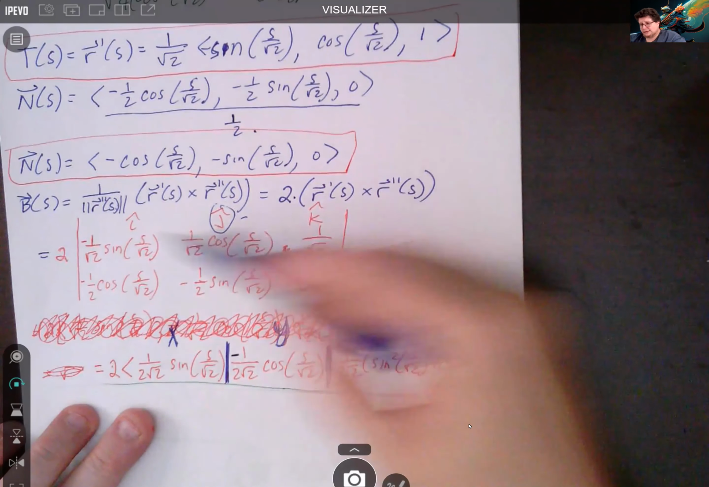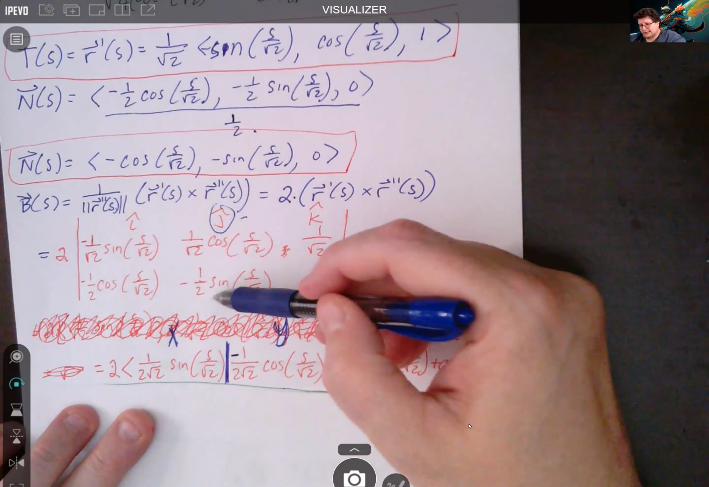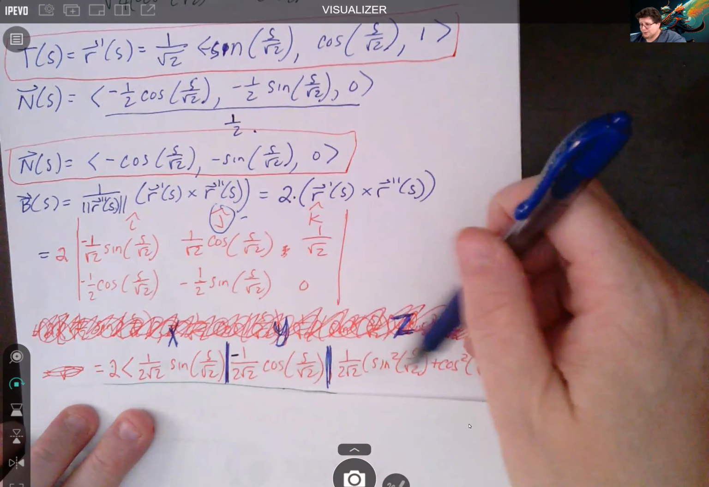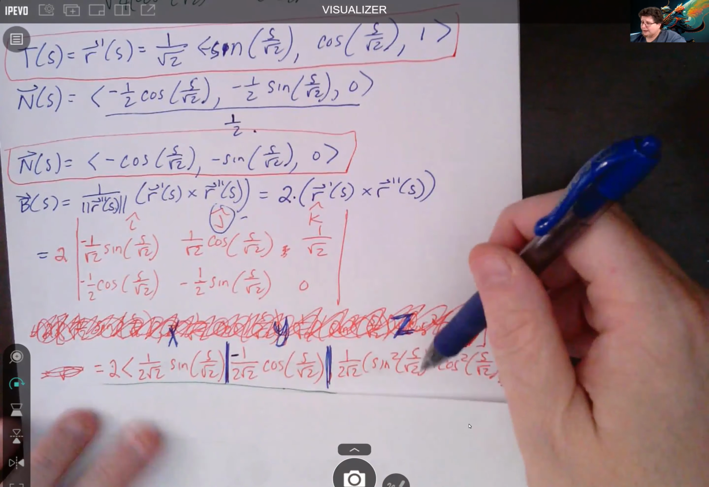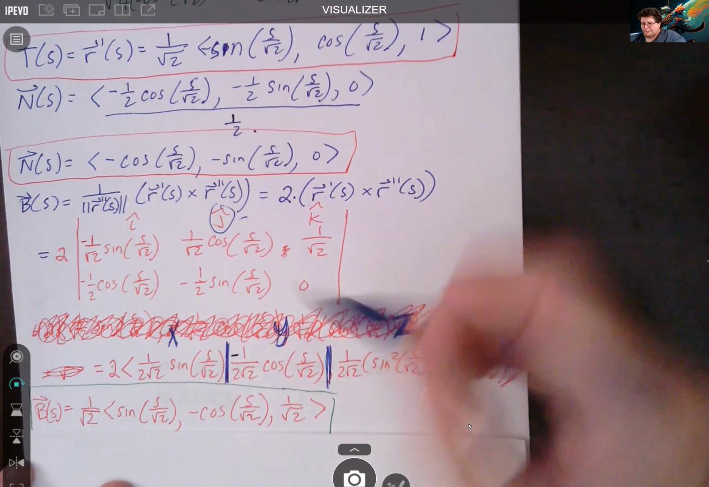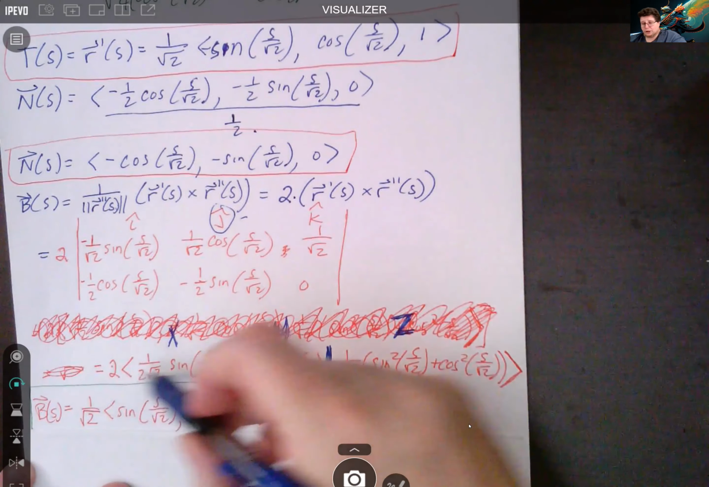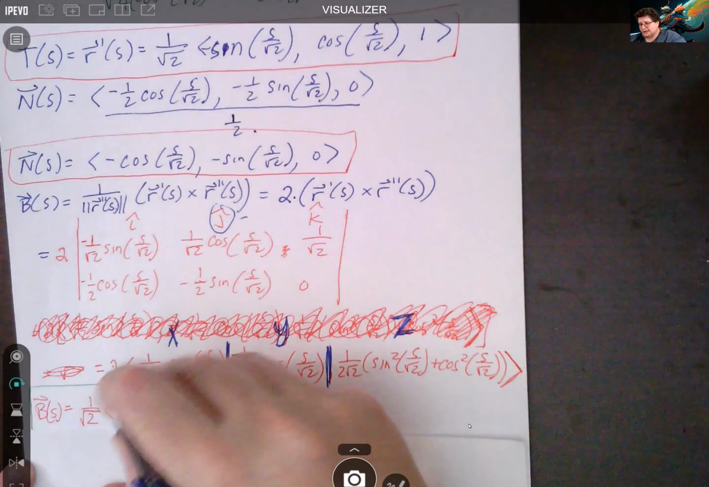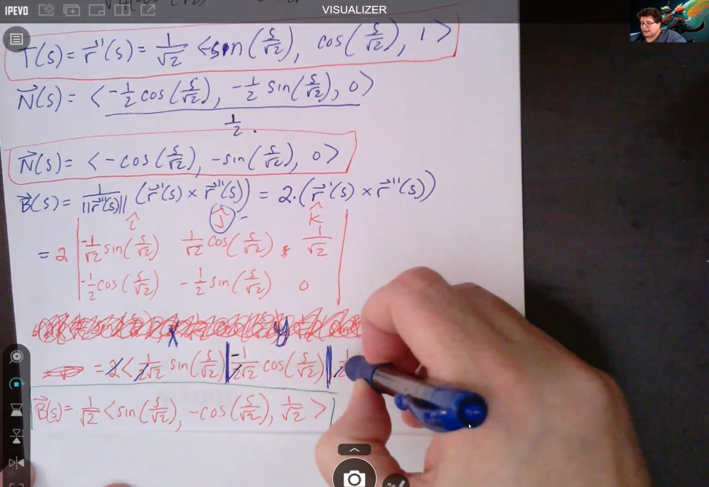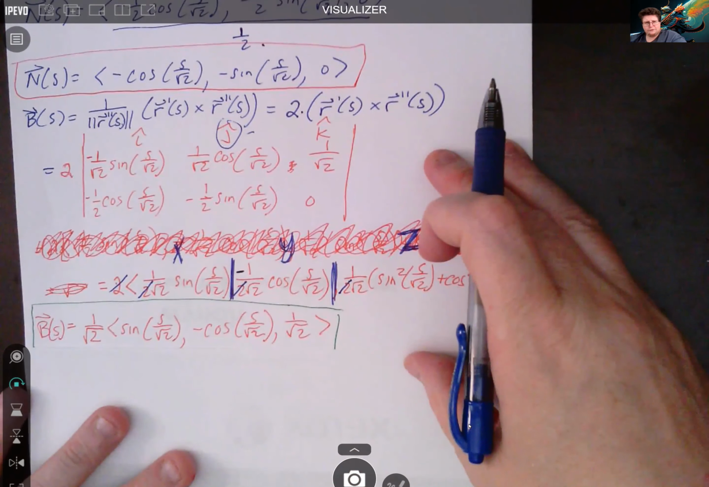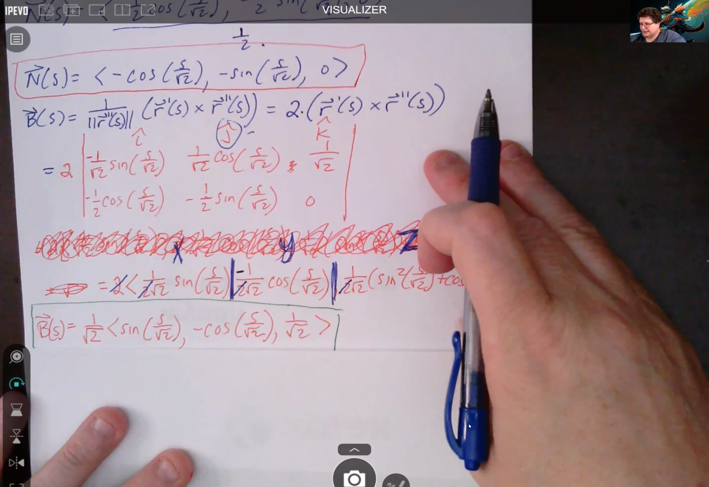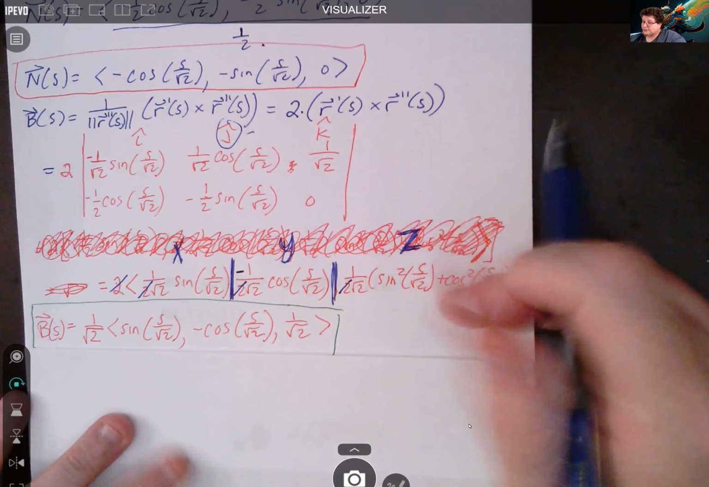And doing k, we're crossing this. I get 1 over 2 root 2 on both of them. And I get a sine squared and a cosine squared. That cleans up, just gives me 1 over 2 root 2. I'm going to take the 2 and multiply it in. Notice the 2 there cancels out with the 2 in the denominator of each of them. And so my binormal vector is 1 over root 2 times sine, negative cosine, and 1 over root 2.